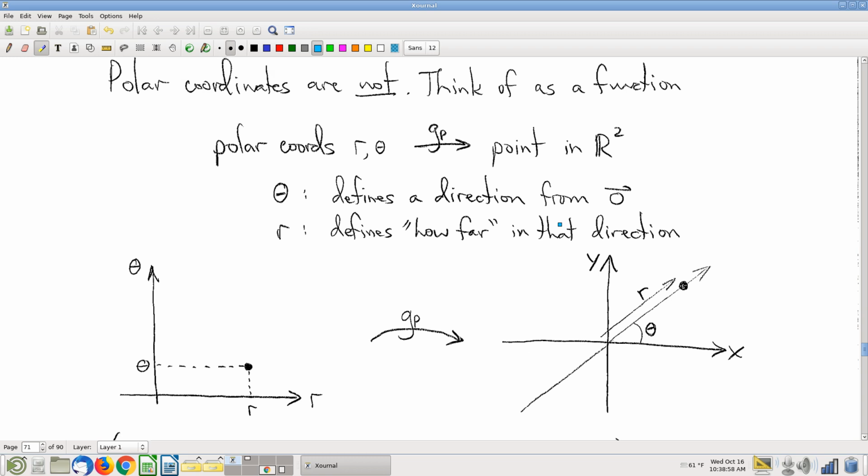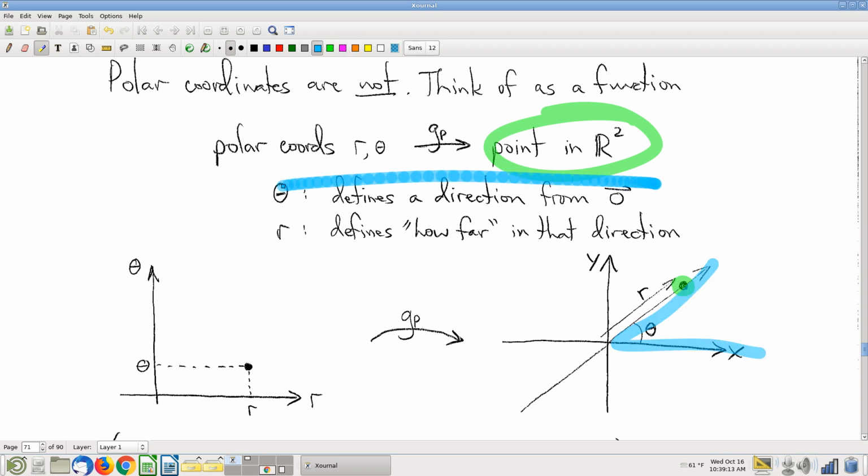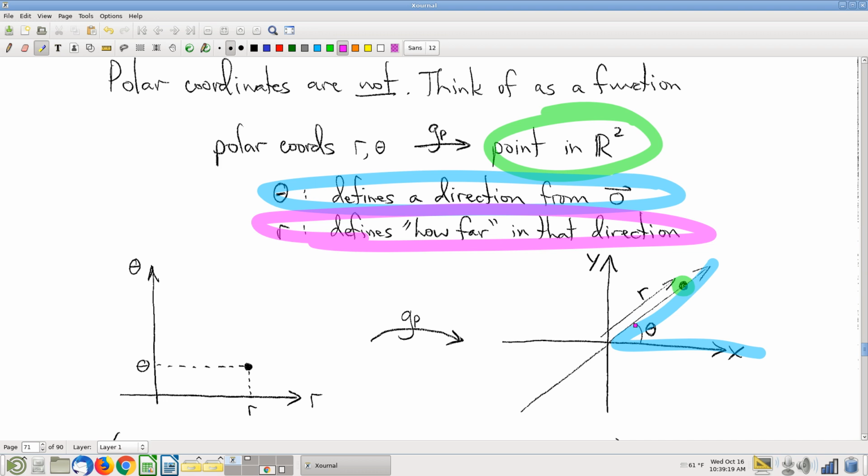Right, here's the idea of polar coordinates. If I were to describe to you the location of a point in R2 by way of, what is this angle? And by way of, how far in the direction defined by that angle, how far do I go in that direction? Okay, that's a way of describing where the point is, but polar coordinates are not unique.